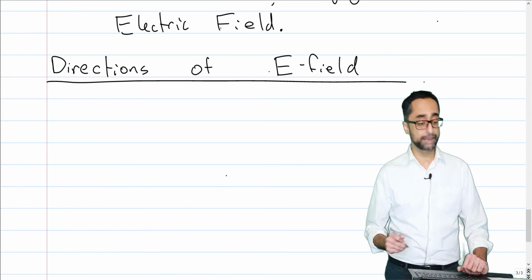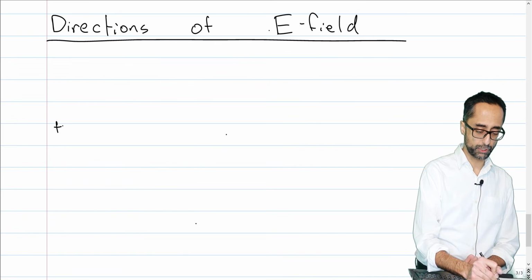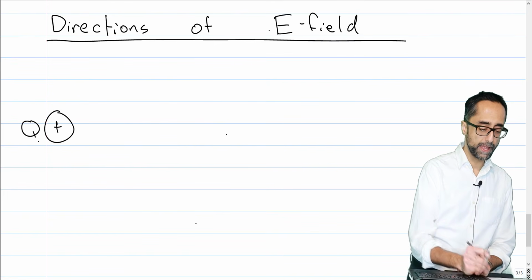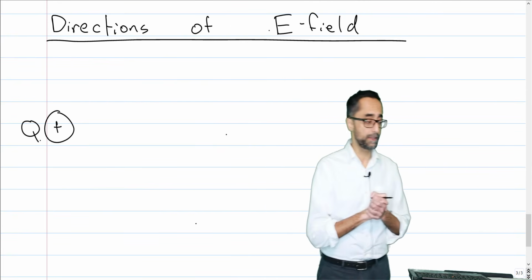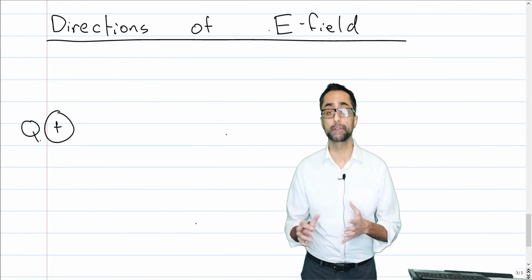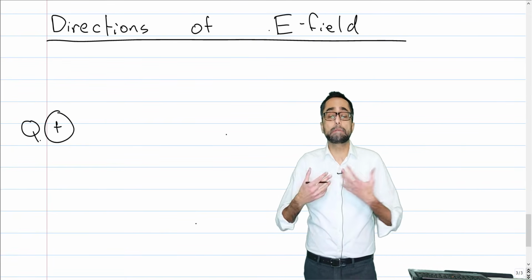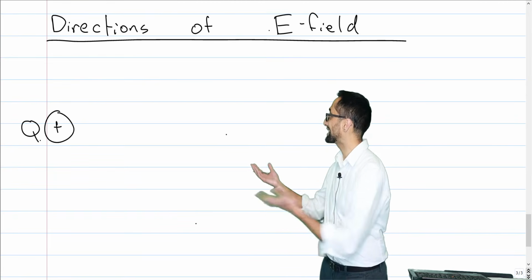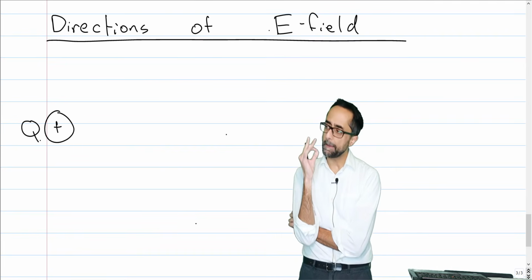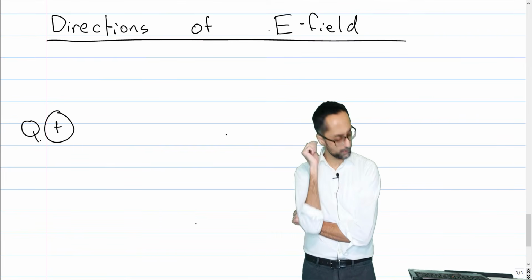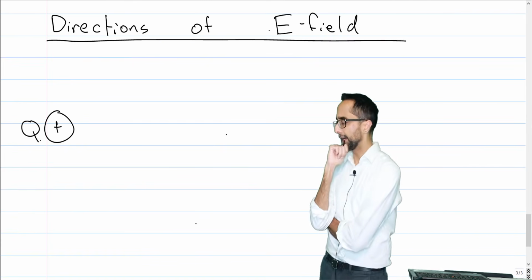Let's start with a charge. We're going to start with a positive charge. This positive charge is our Q, and that Q is the one that is creating the electric field. And so the question is, what does the electric field look like? I don't know. I can't see it. There's nothing around it. So what can we do? How can we measure the strength and direction of the electric field?